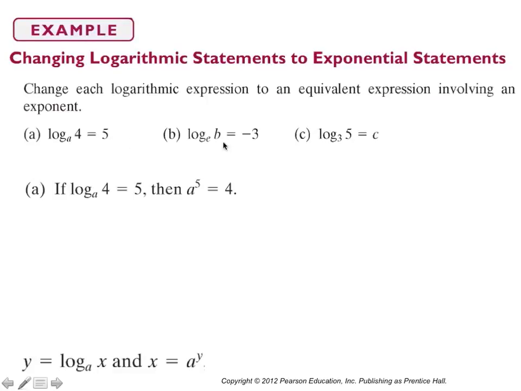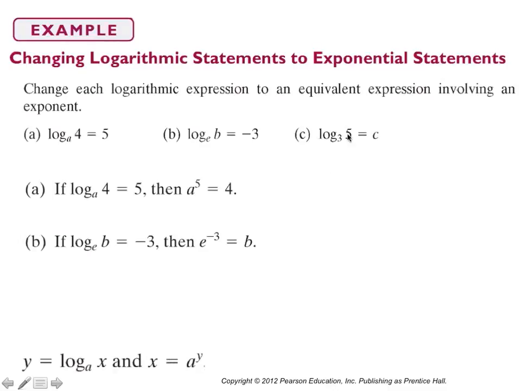If we have log base c of b equals negative 3, and if we change that, it's going to be c to the negative third equals b. Okay, so you see you're just rearranging these things. One thing you can do is just memorize this rule, figure out what your a, your x, and your y are, and then just rearrange them until you get what you want.